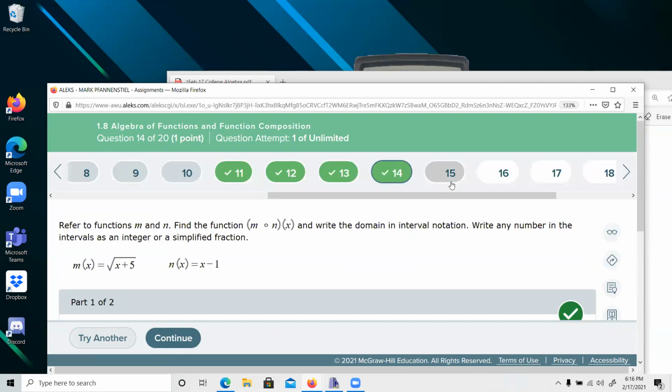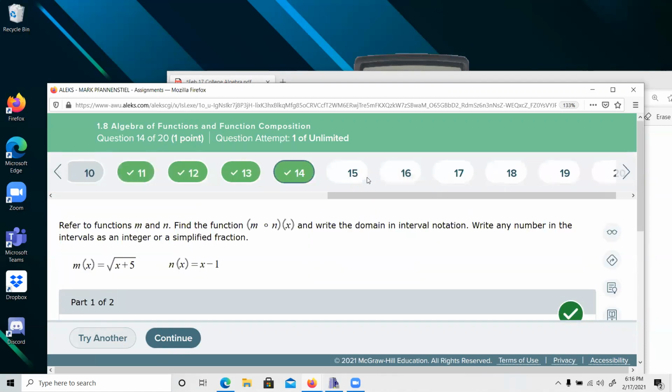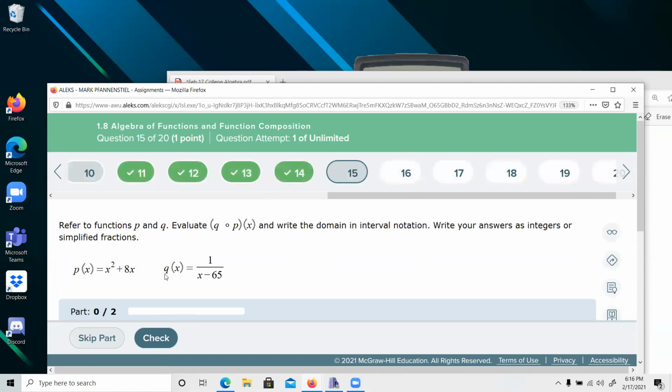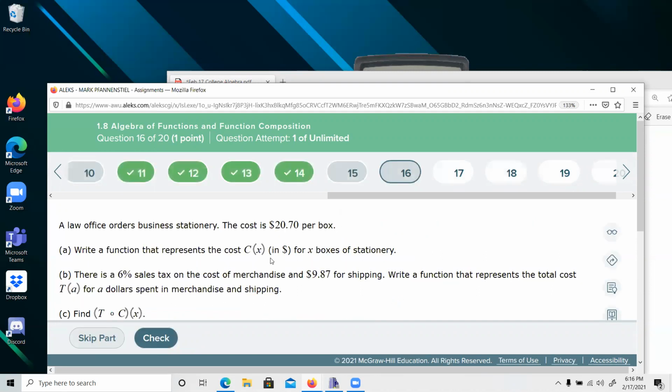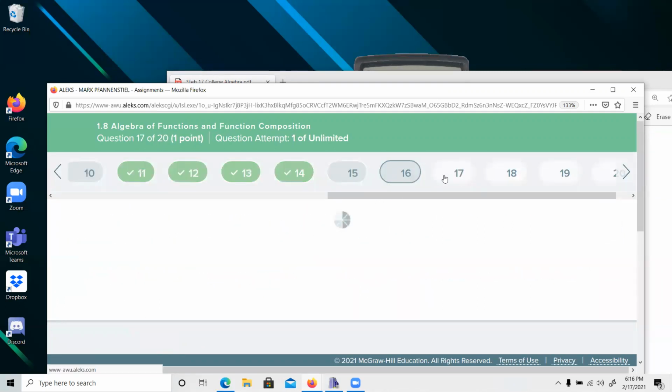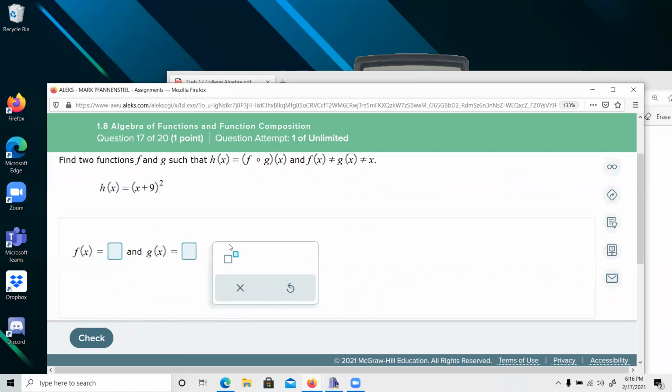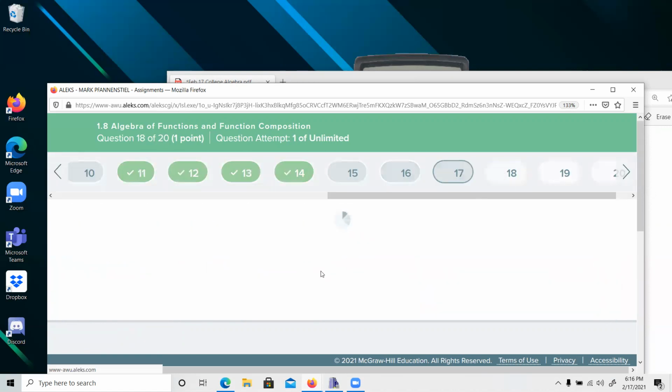So let's see what we have left of this section. More of this. Okay, Q of P, it's going to be a fun one. Okay, word problem.